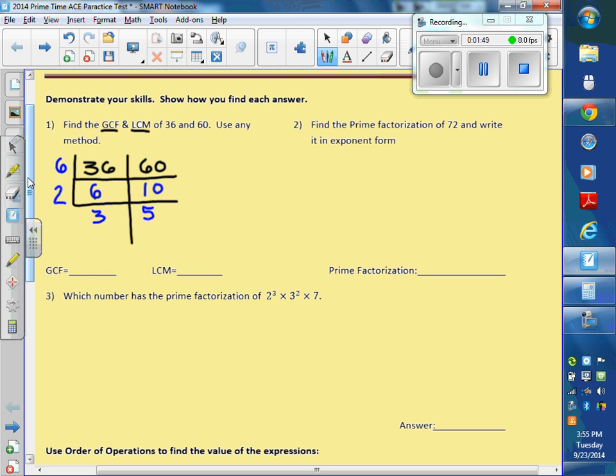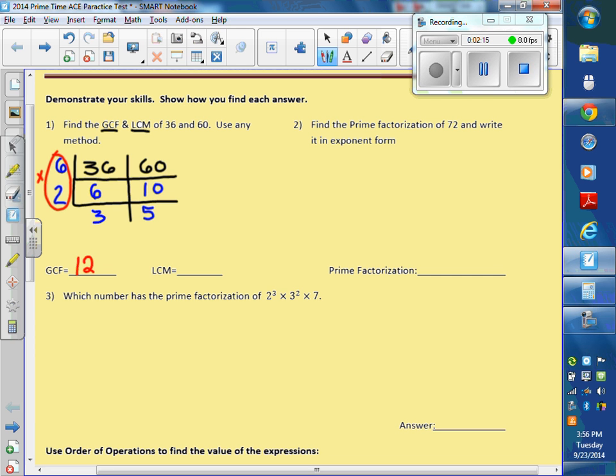Now, since 3 and 5 have only 1 as a common factor, I'm at the bottom of my division ladder, and I can use my work to find the greatest common factor and the least common multiple. To get the greatest common factor, I take all of the numbers on the side and I multiply them. So the greatest common factor would be 6 times 2, which is 12.